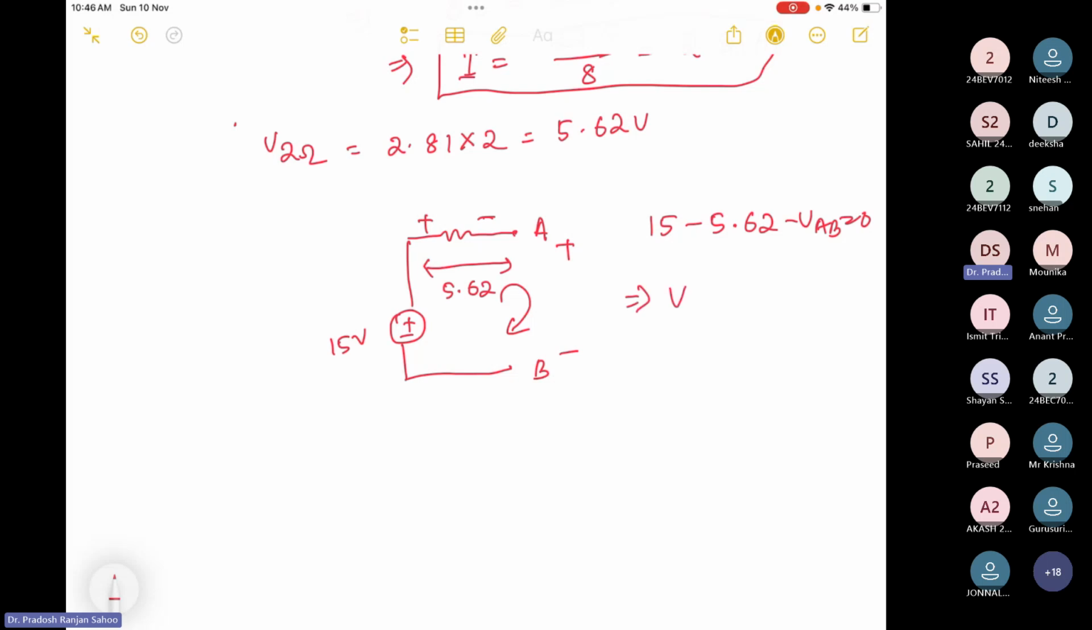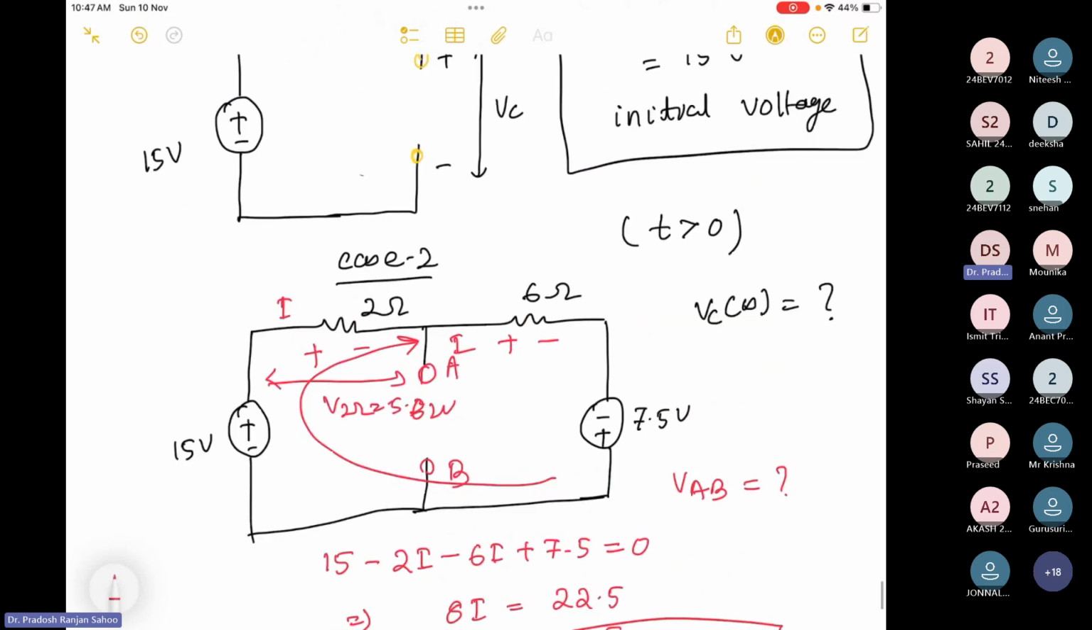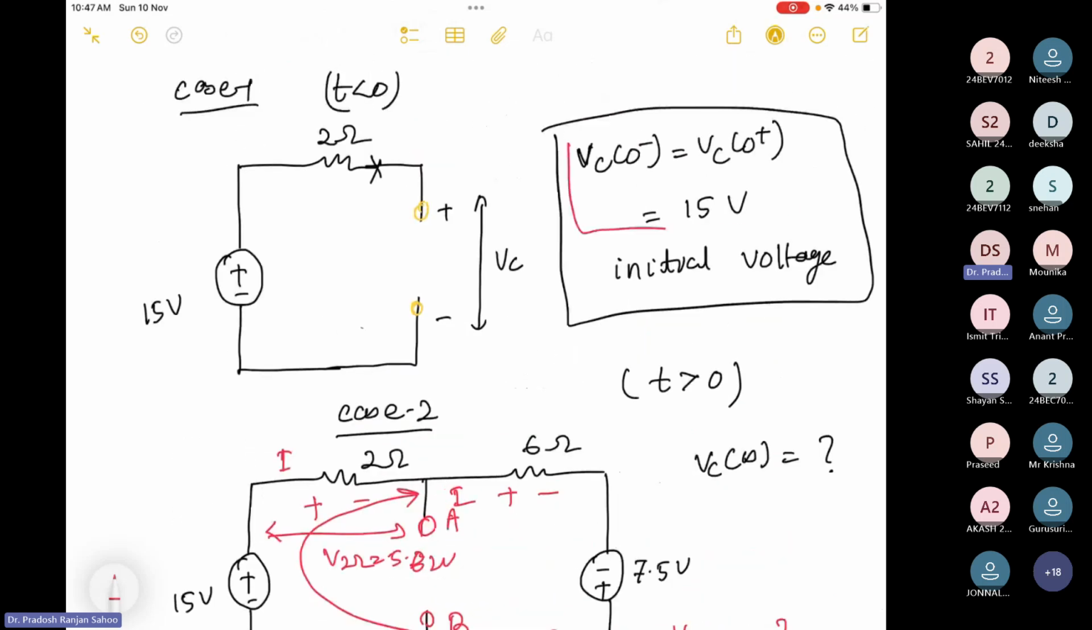So what I'll get, VAB is how much? 15 minus 5.62, how much? 9.38. So I'll get 9.38 volt. So this VAB is nothing but your VC at infinity. VC at infinity is 9.38 volt. So I got the voltage across the capacitor at infinity. Here I got the voltage across the capacitor at 0.